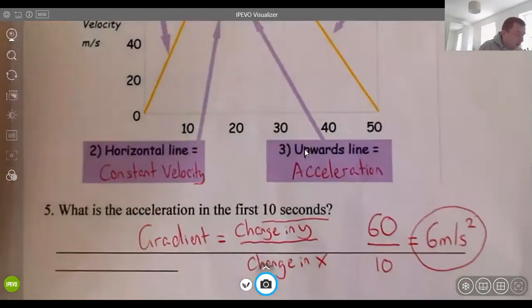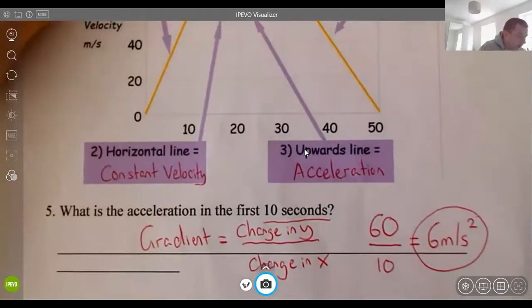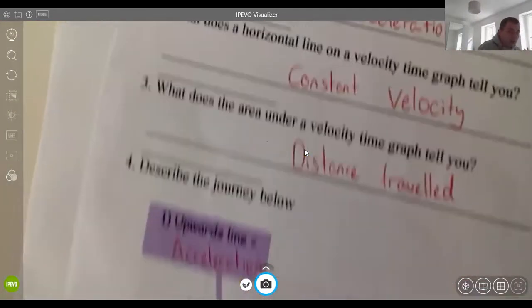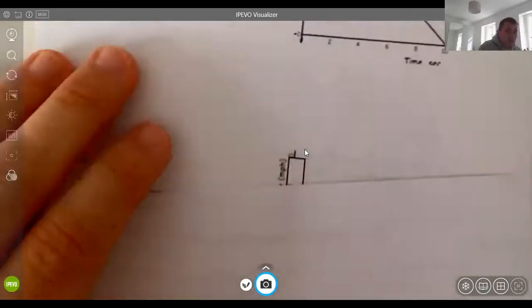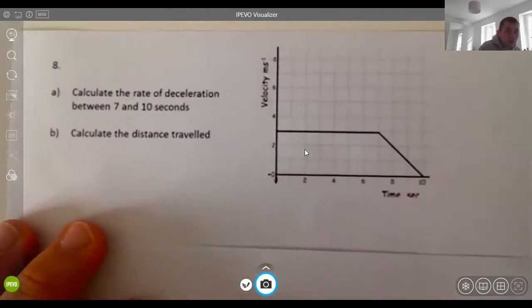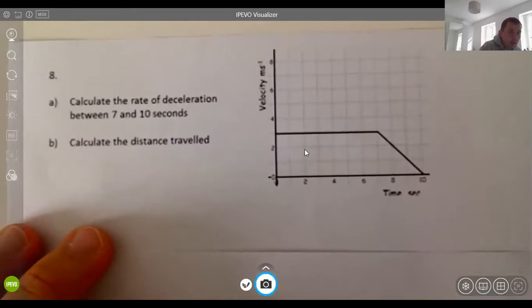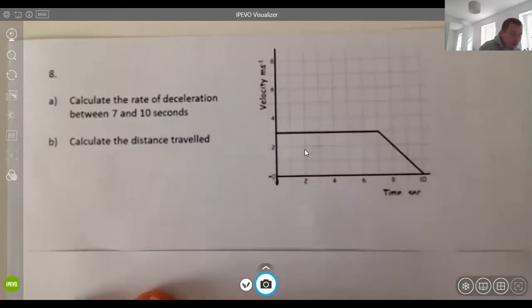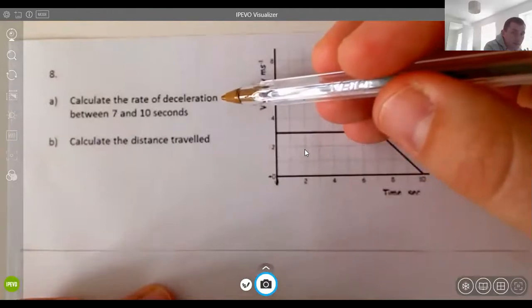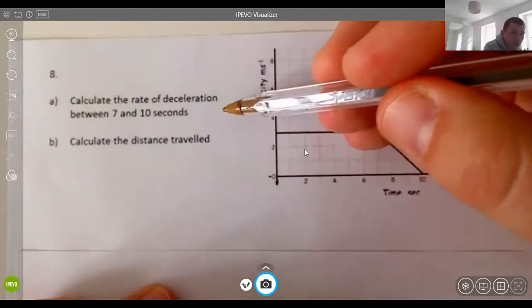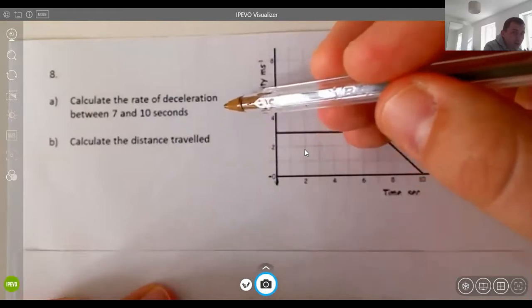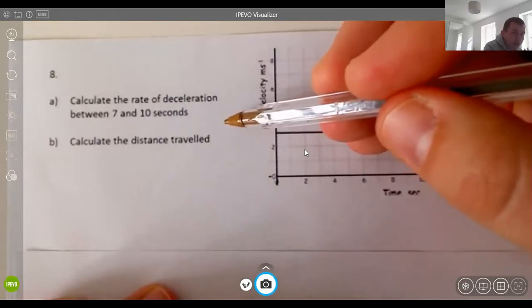So the last thing I'm going to do with you is a worked example. So hopefully you have got this question here, question 8. If you haven't printed it off, do not worry, just work with me on the sheet here. It has two questions to answer. You'll notice it asks you, first of all, to calculate deceleration and then distance travelled. So these are the two skills you need to take away from this lesson. After I've gone through this, you're going to have lots of practice, but let's do number 1 first together.